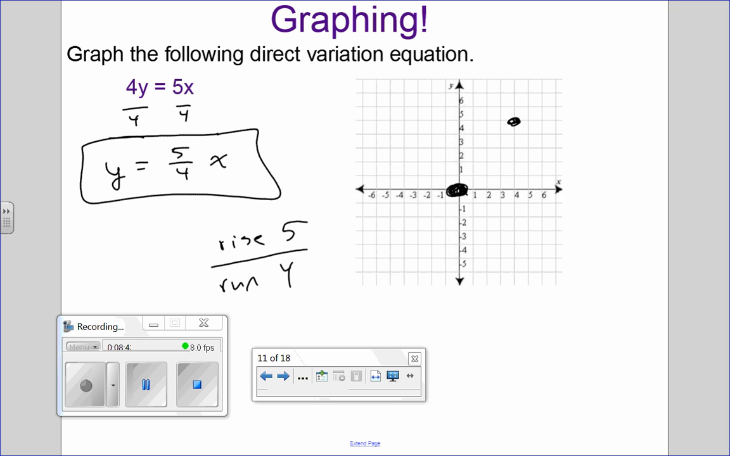Now, what we can also do, and I highly encourage this, is we can drop down 5. 1, 2, 3, 4, 5. And we can go 4 into the left direction. 1, 2, 3, 4. It's also going to give you that puff, puff, positive slope. And your line will be straighter if you go both directions, up and left and down and right.